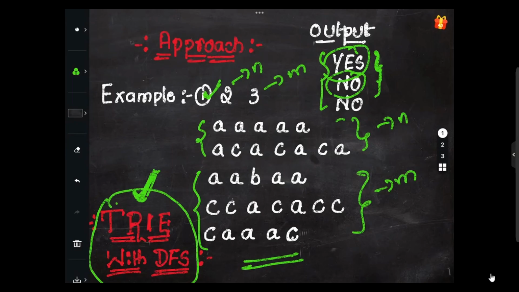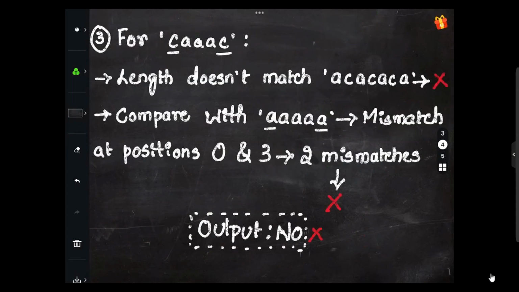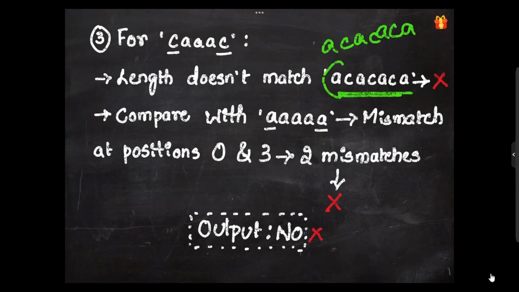This is fine. Let's come to the final one. Final one here, we have C, double A, A, C. So length doesn't match. Again, we'll compare with first this one, AC, AC, AC, A, or we can compare with five times A as well. It doesn't matter. So first let's compare with this one. Here see, length doesn't match. This is of length 7 and this is of length 5. So this fails here, right?